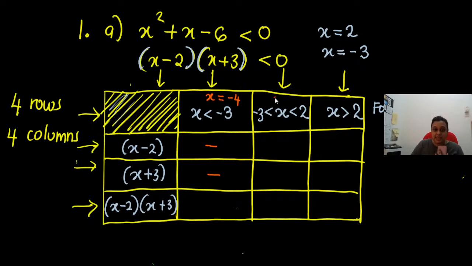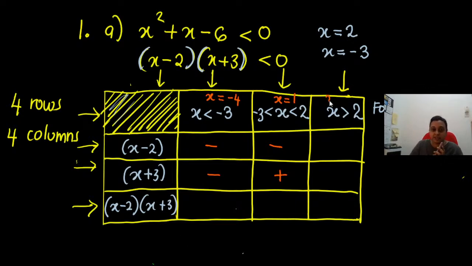Now, choose any value of x between -3 and 2. Let's say teacher chooses 1. 1 minus 2, I get -1. So this is a negative value. Then 1 plus 3, put in the second row. 1 plus 3, I get positive 4. So this is a positive value.